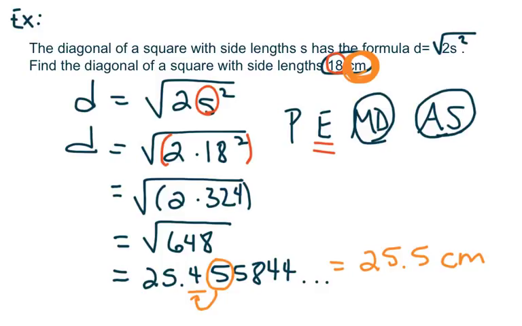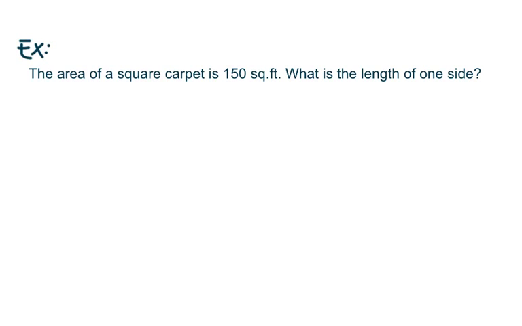Moving on to the next example, you will see several of these types of examples throughout the year, so you want to make sure that you truly understand it from the beginning. In this example, we are told that the area of a square carpet is 150 square feet, and we want to find the length of one of the sides.